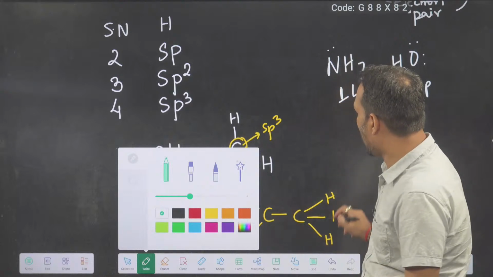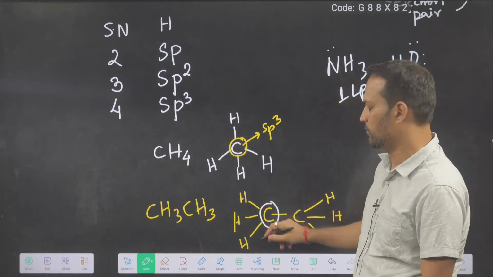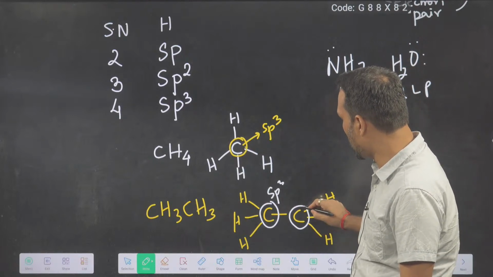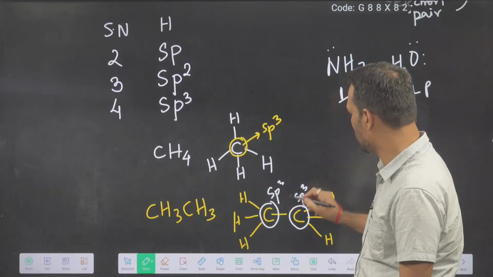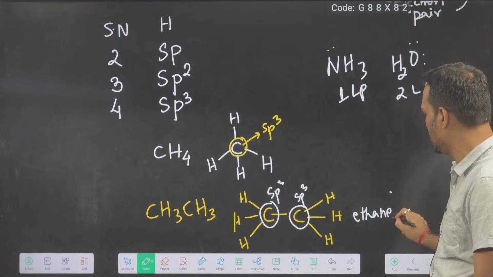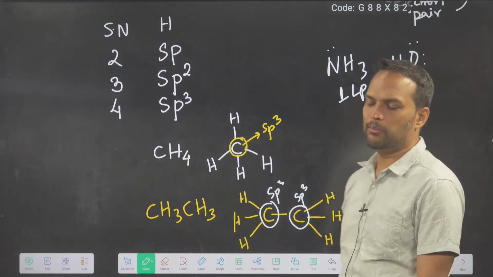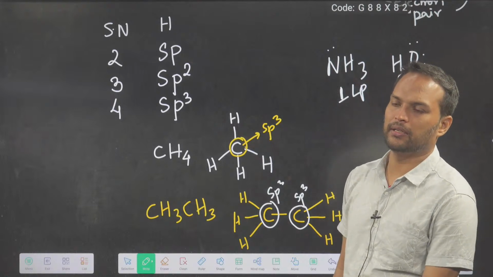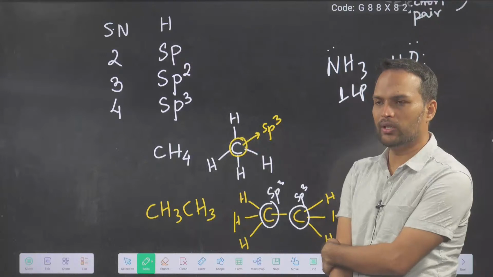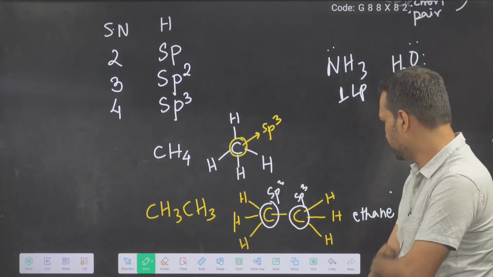Now we will define hybridization. See, how many sigma bonds does this carbon have? 4, so sp3. How many sigma bonds does this carbon have? 4, so this is also sp3. Is it okay for everyone? The name of this compound is ethane. Easy only, I think.